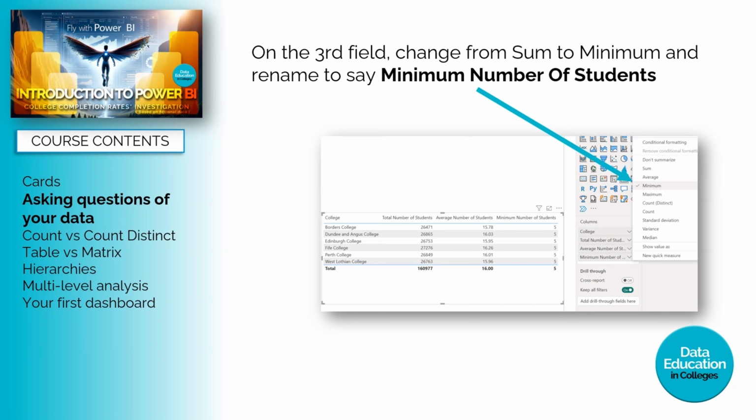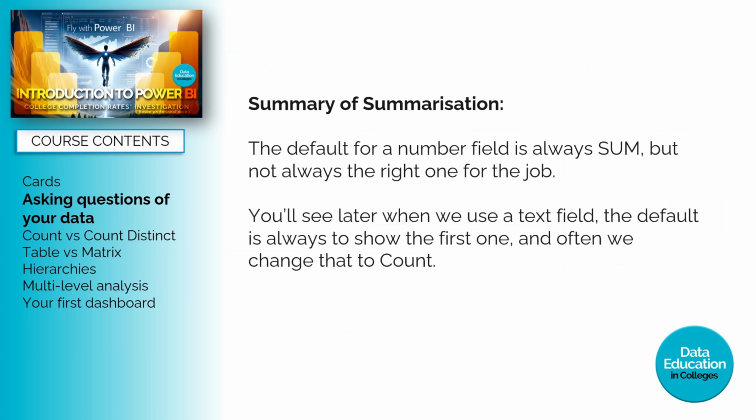So just using these two fields, we can have quite a lot of detail. So a summary there of summarization. The default is always sum, but not always the right one.